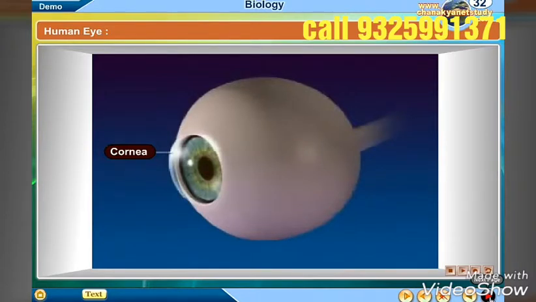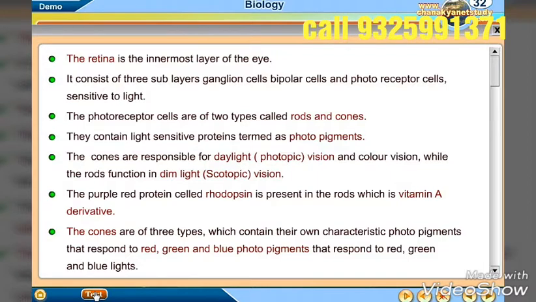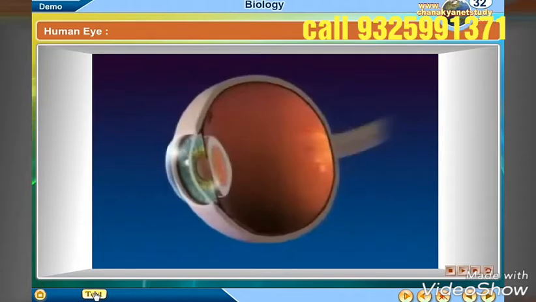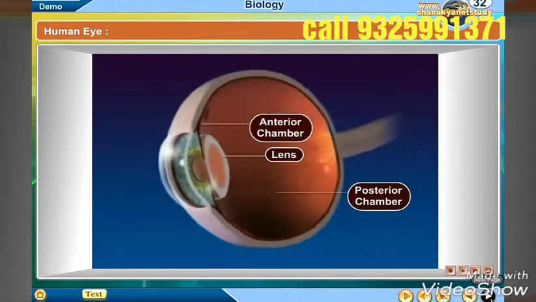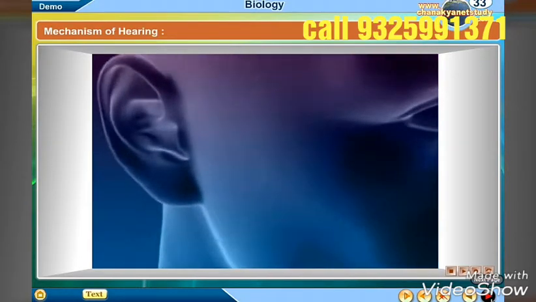The cones are responsible for daylight vision and color vision, while the rods function in dim light vision. The purple-red protein called rhodopsin is present in the rods, which is a vitamin A derivative. The cones are of 3 types, which contain their own characteristic photopigments.